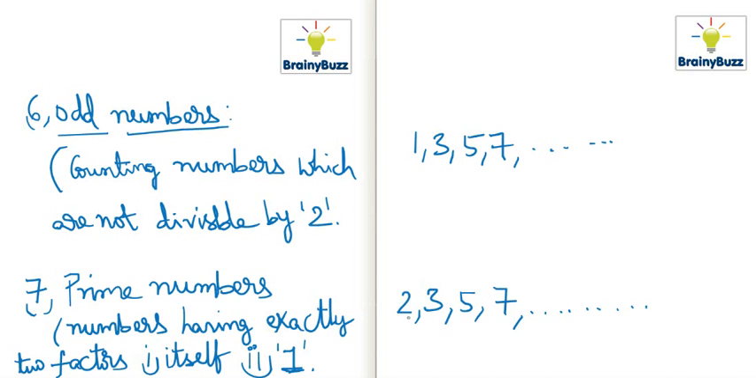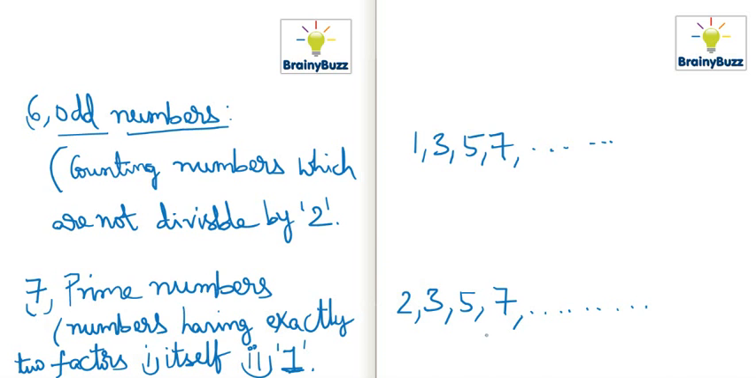These numbers do not have any factors excepting these two: one is itself and one is 1. That means 2 has only two factors. 2 ones are 2. 3 also, 3 ones are 3. 5 also, 5 ones are 5. And 7 also, 7 ones are 7. There are no other factors excepting these two factors.